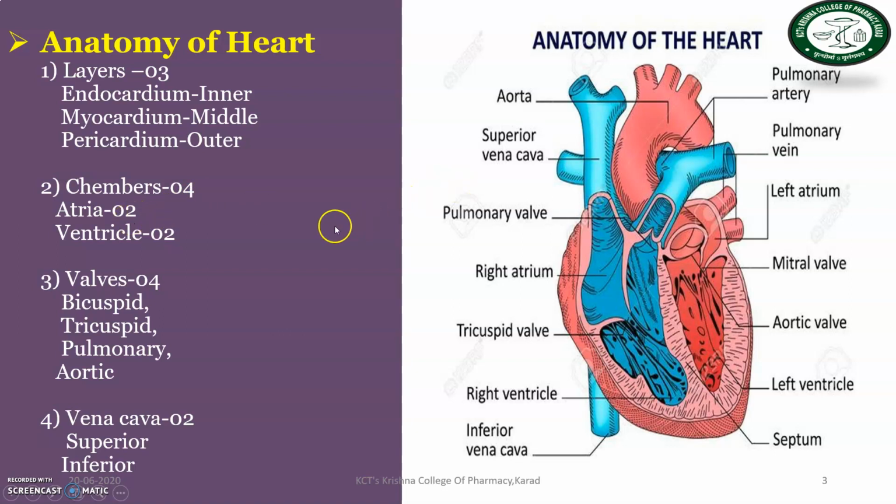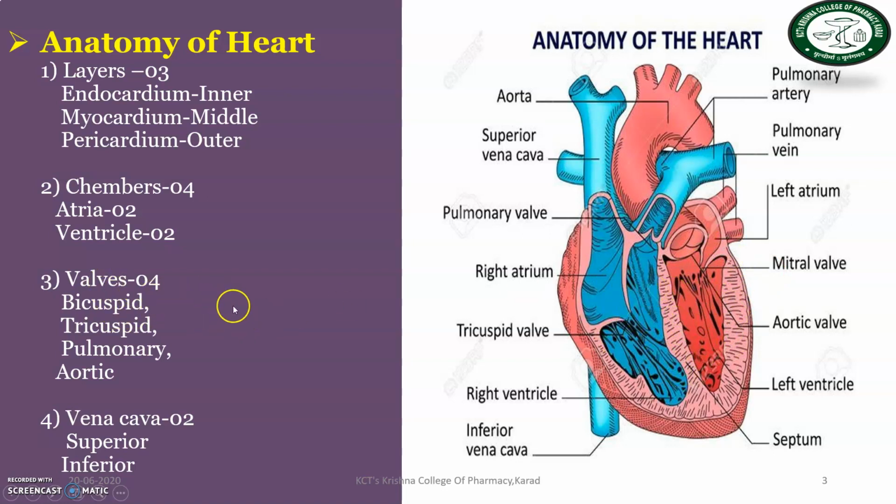Number one is the atria. The atria are the upper part of the heart. If you see the diagrammatic portion of the heart, this is the right atrium and this is the left atrium. Both these atria are in the upper section of the heart, whereas the two ventricles are present at the bottom of the heart, making a total of four chambers.